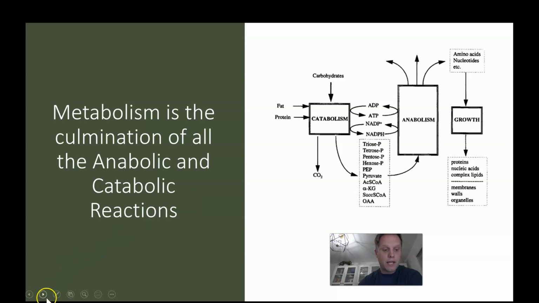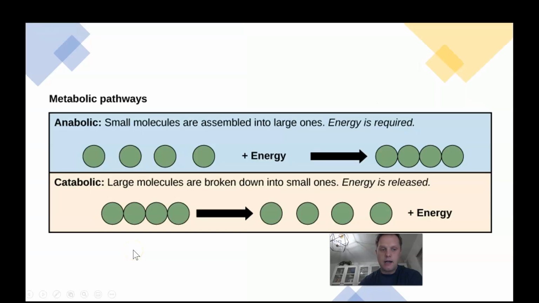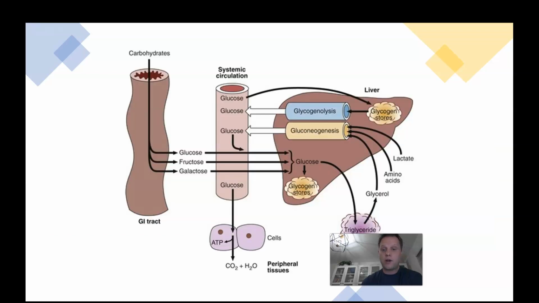Okay? So that's it for today's lesson. We just need to know anabolic, small molecules are making large ones, energy is required. In catabolic, we have large molecules breaking into smaller ones, energy is released. So that's it for today. We know that our whole body functions as a whole bunch of different catabolic and anabolic reactions together.